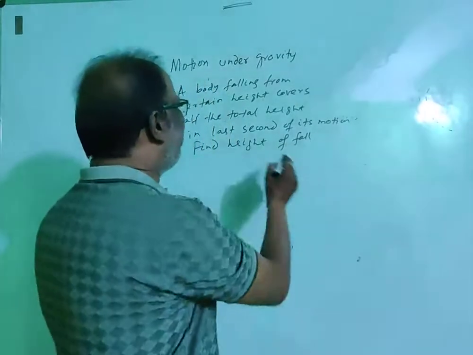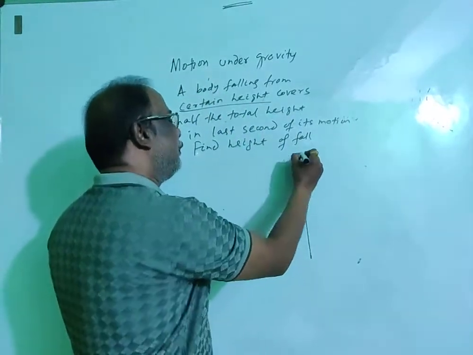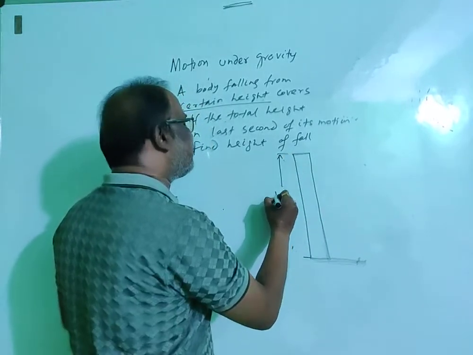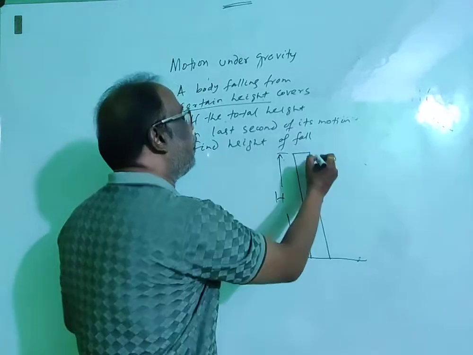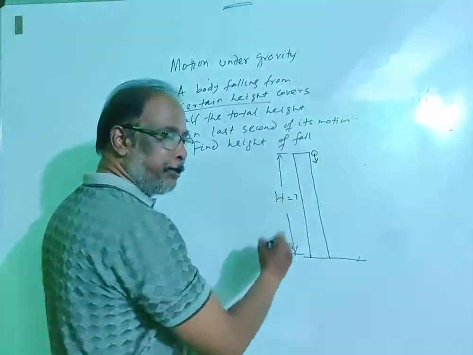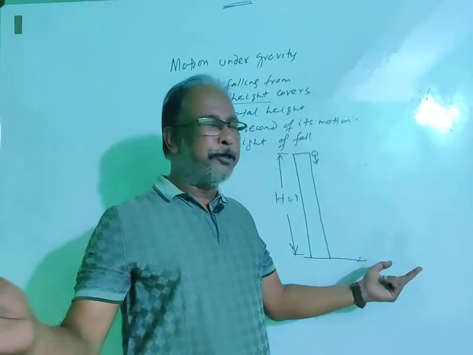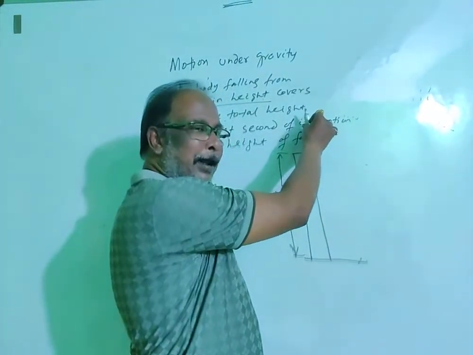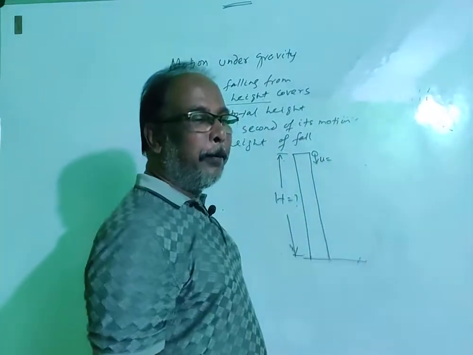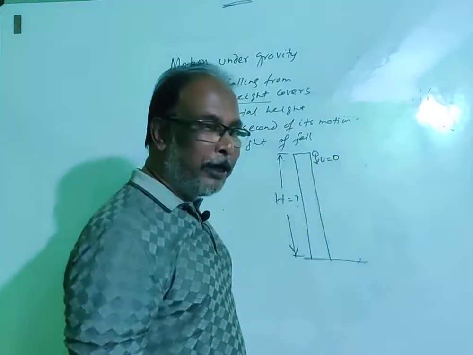Okay. Body falls from a certain height. Let this be a tower. This total height is h. Body falls from a height h. We have to find this height. When a body falls, means a body is released. The body is held here and released. Can you tell me, what is the initial velocity of the body? 0. Very good. Initial velocity of the body is 0.